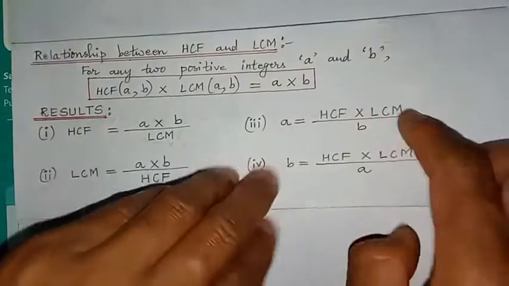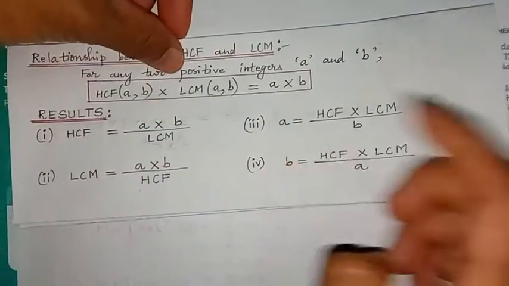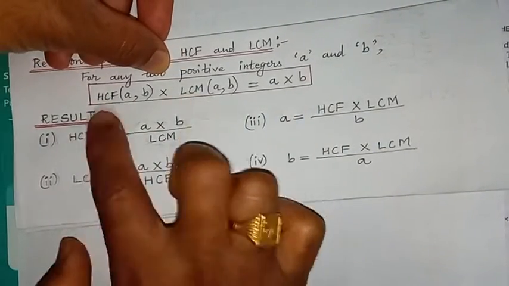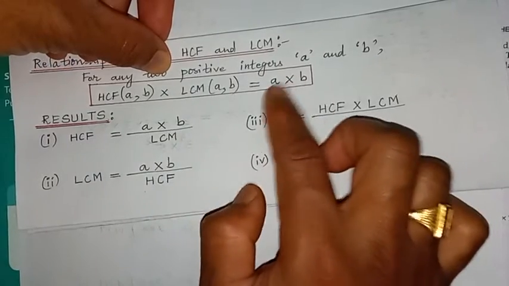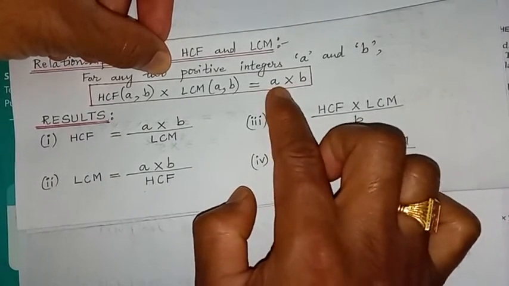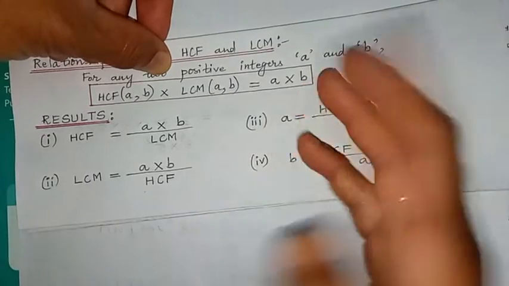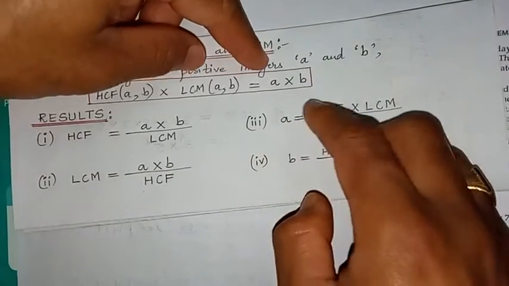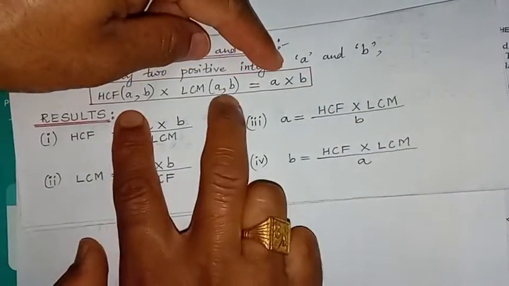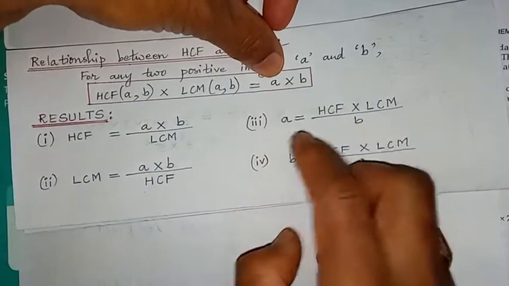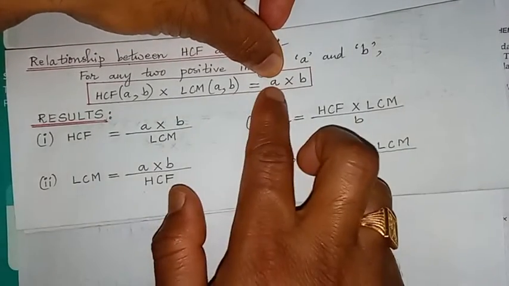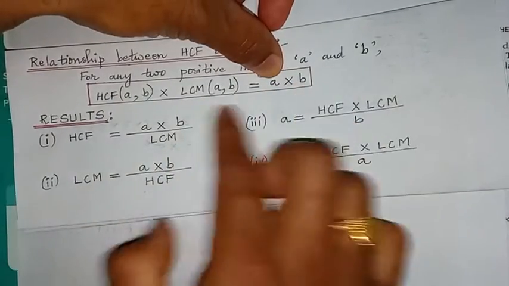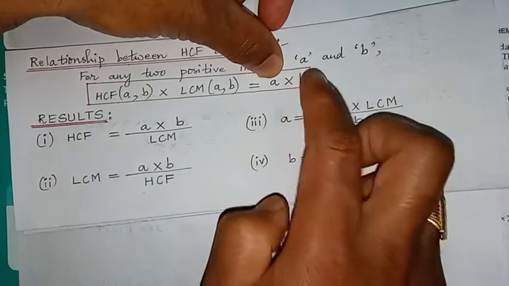Now look at results 3 and 4. In some problems they give you the values of HCF and LCM of two positive integers, and only one of the two integers is given. Either A will be given or B will be given, and the other one will not. In such a case, there is a formula. Suppose I give you integer B and the HCF and LCM, and I ask you to find A. Since A is unknown, and HCF, LCM and B are known, we keep A here and take B to the other side.